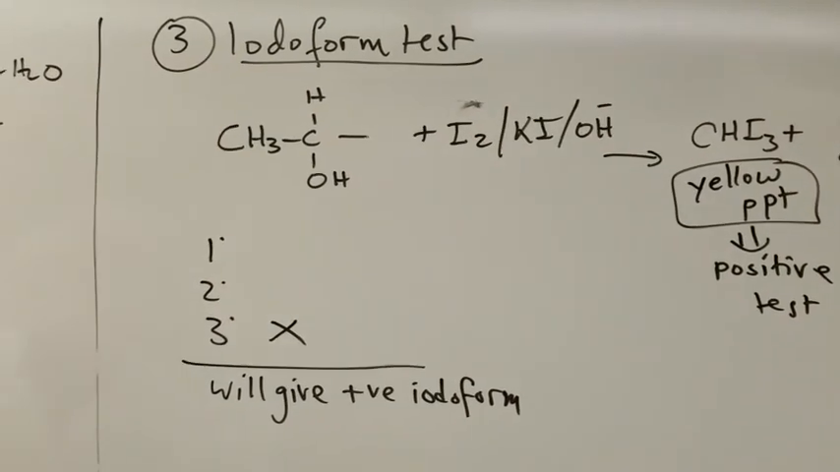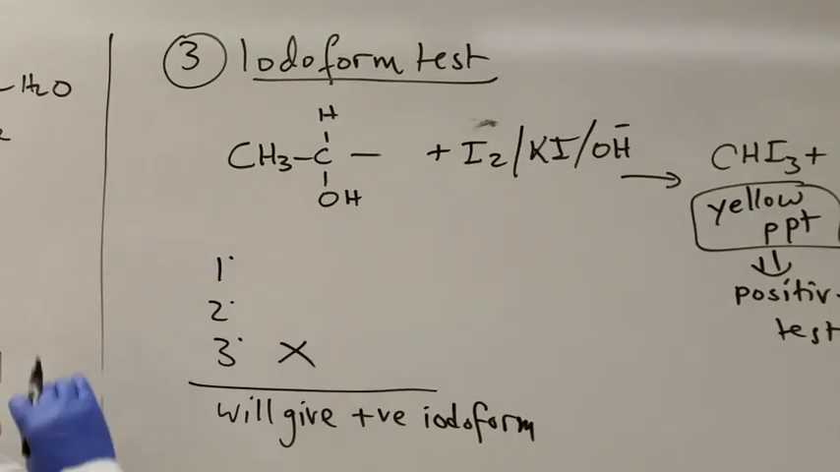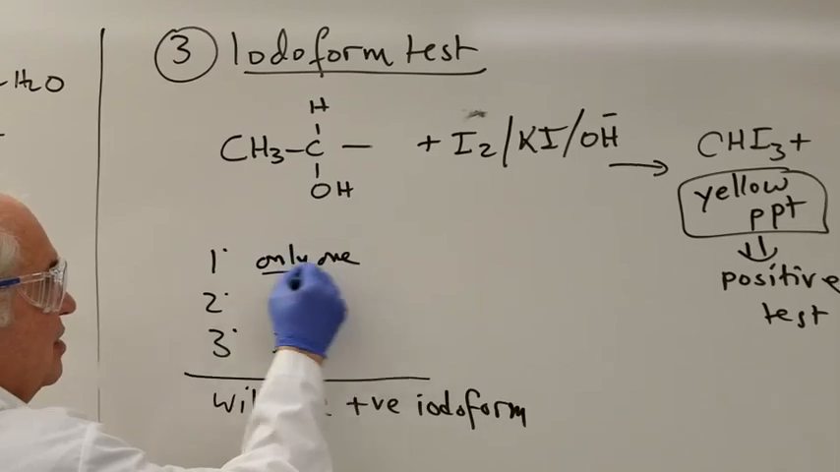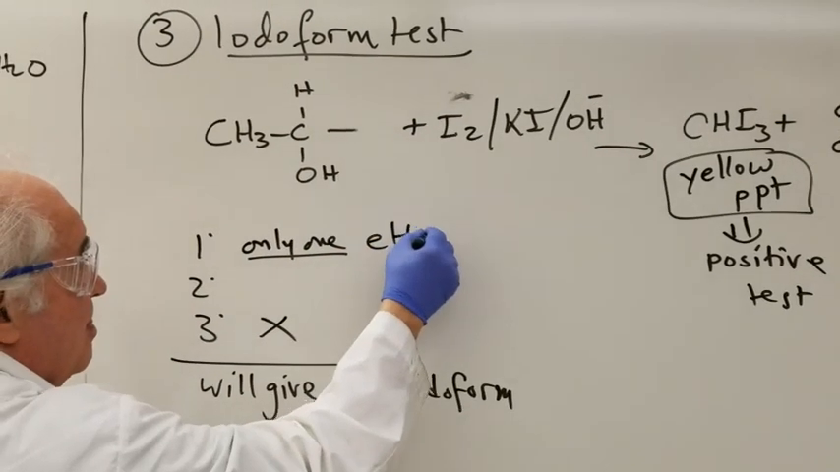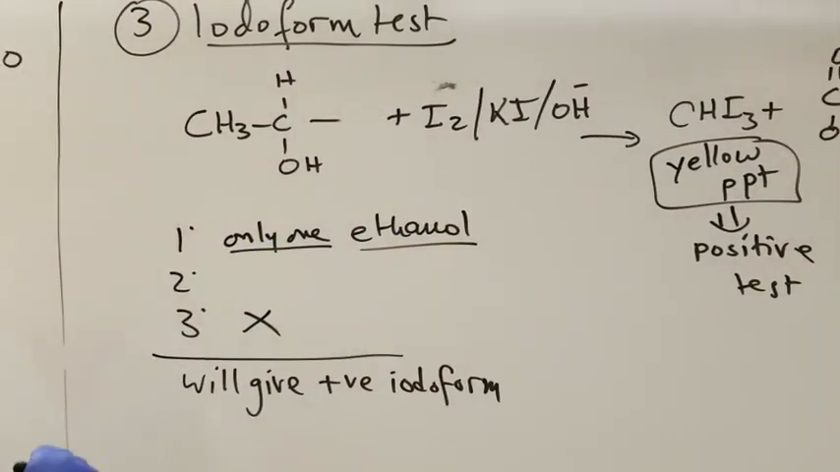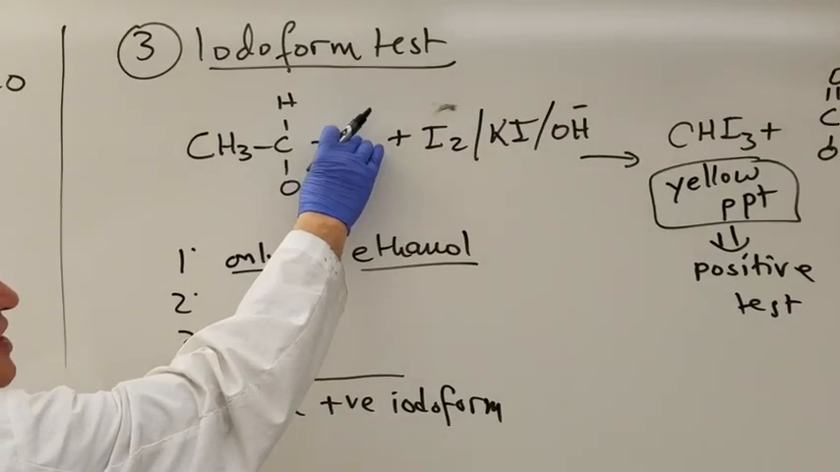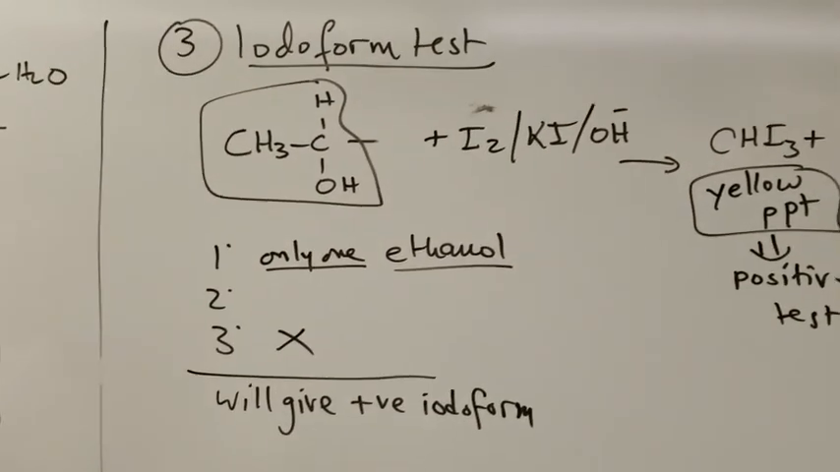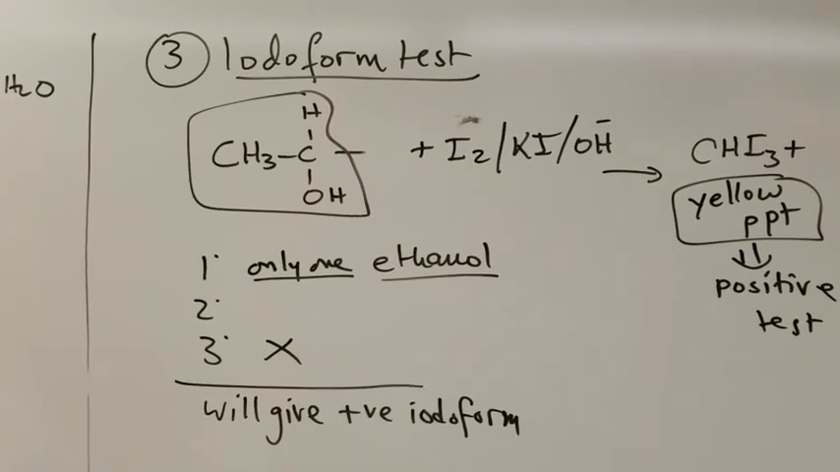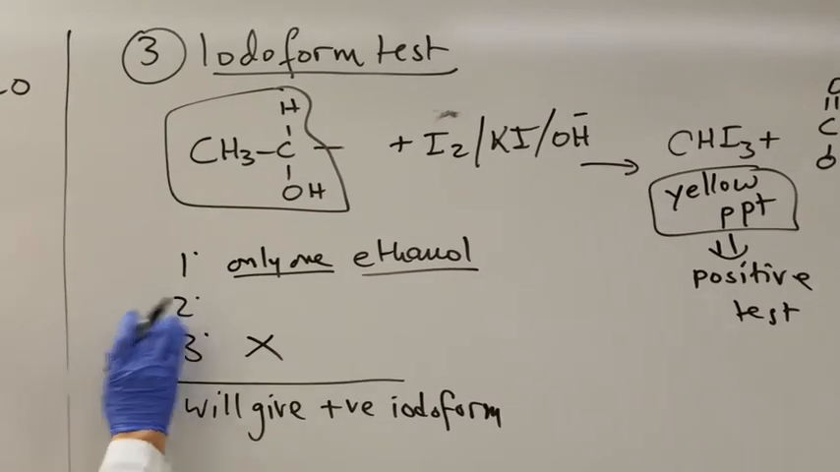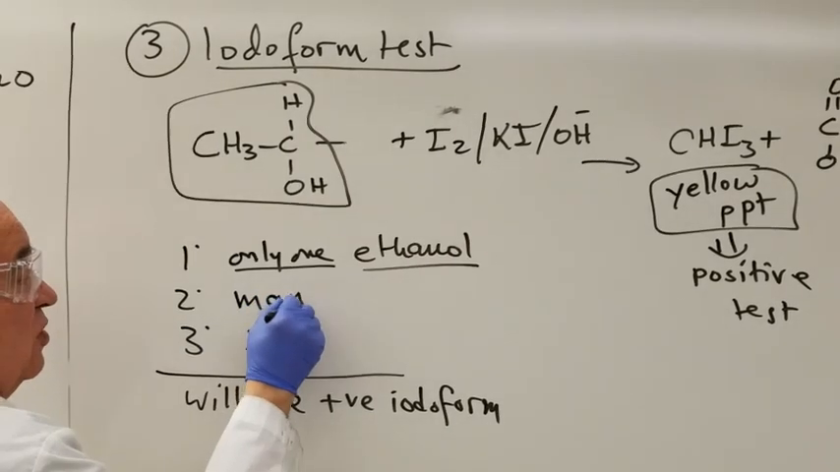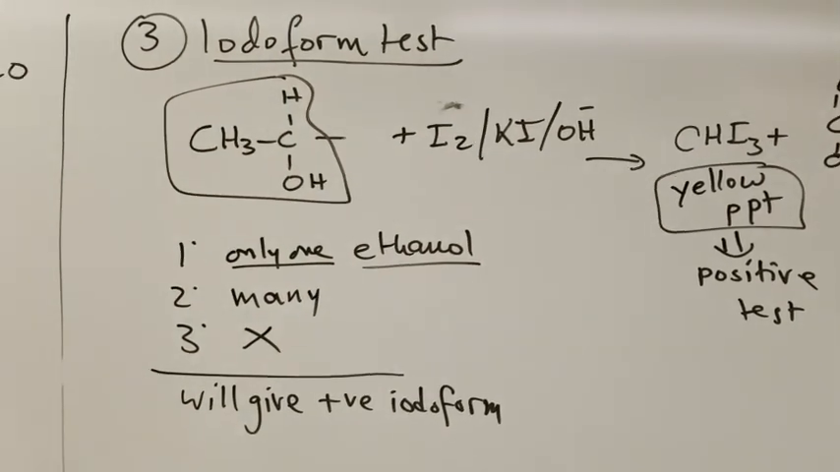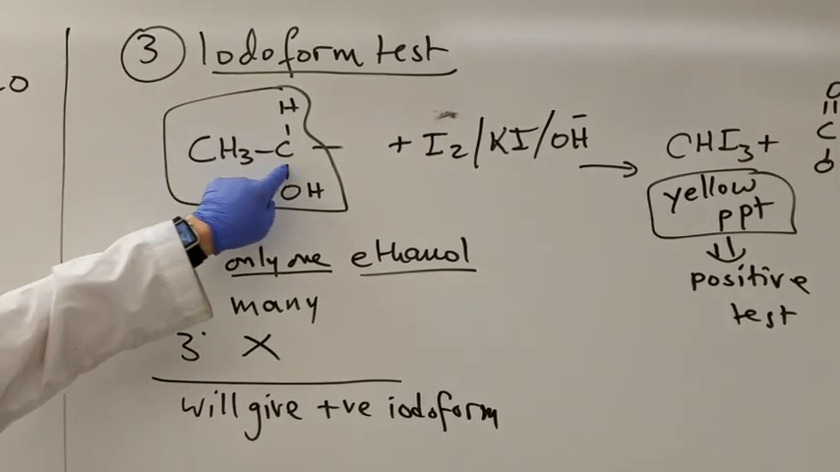We discussed that earlier. If you have primary alcohol, the only one is ethanol. Because if you have a hydrogen here, it's okay, because what we need here is this group. If we don't have this group, the reaction does not take place. No. Secondary alcohol, we have many. Is it all secondary alcohols? No. Only alcohols that have CH3, CHOH.